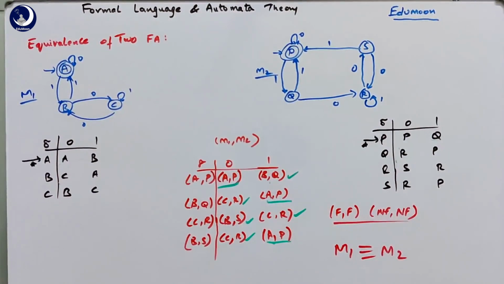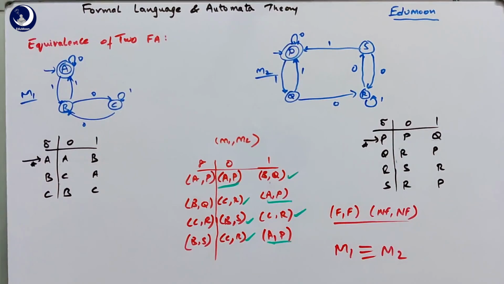If a pair that is generated has a final state and a non-final state, we can conclude that machine M1 is not equivalent to M2. But here in this example that we took, the machine M1 is equivalent to machine M2.